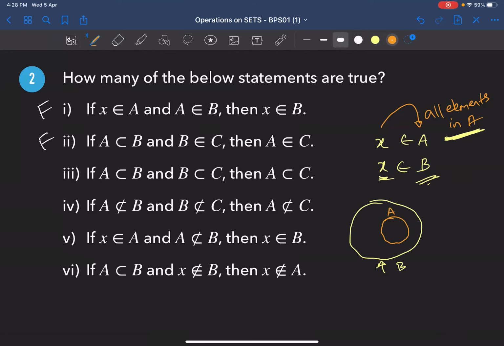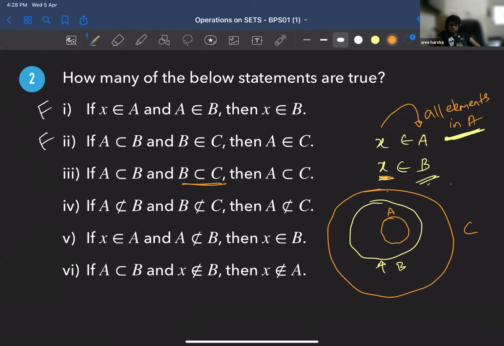So this is understood. Now I extend the logic to B is a subset of C. That means all elements which are present in B are present in C also. Do you guys understand? Yes. So when you go from B to C, as we did from A to B, this X will definitely mean all elements in B. Let's say this is C. Now, do you see that A is a subset of C in this case? Yes. So that means this should be true. Are you guys getting it? Yes.